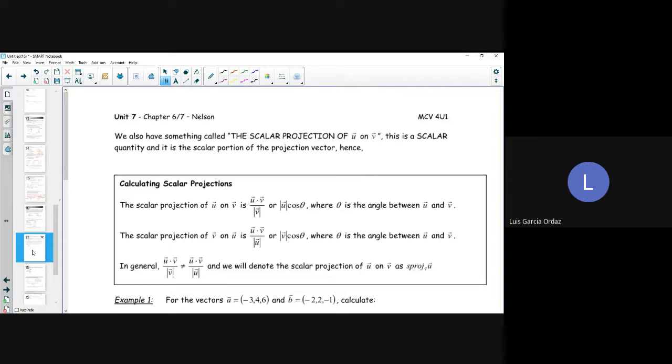However, we also have something called the scalar projection of u onto v. This is a scalar quantity and it is the scalar quotient of the projection vector. So this is our calculating scalar projections. The scalar projection of u on v is u dot v over the magnitude of v, or the magnitude of u times cos theta, where theta is the angle between u and v. The scalar projection of v onto u is exactly the same thing, except my denominator is the magnitude of u, or the magnitude of v times cos theta, where theta is the angle between u and v.